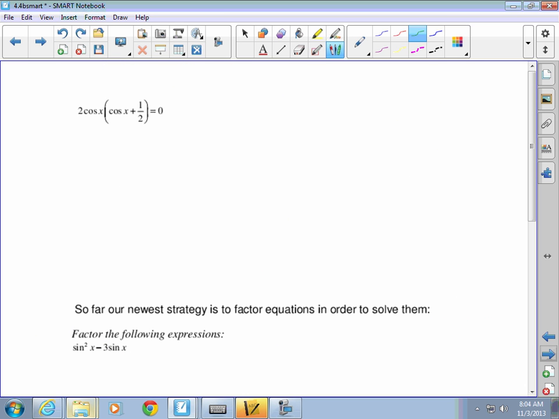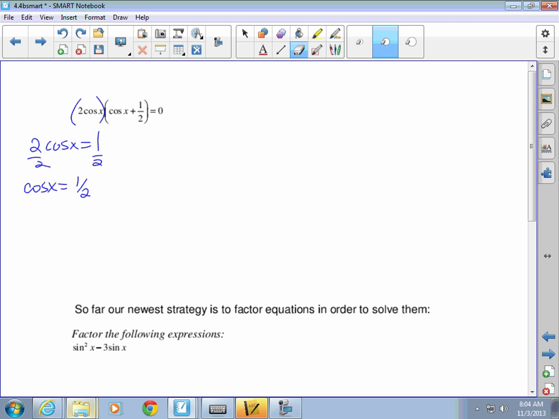Okay, next example. I have 2 cos x times cos x plus 1/2. So again, this is in factored form. So I don't need to do any factoring. So I take my first part and I have 2 cos x is equal to 1. I divide by 2. So cos of x is equal to 1/2. Sorry, not 1. My mistake, I was supposed to put it equal to 0.